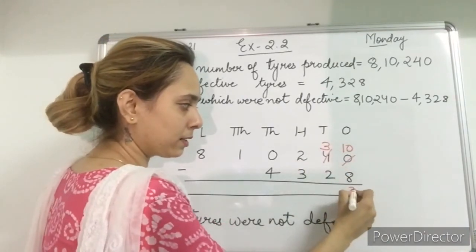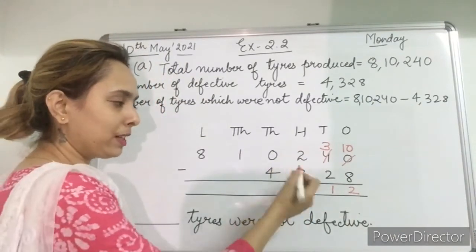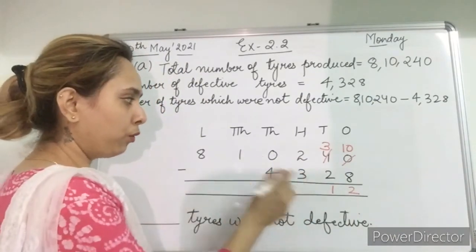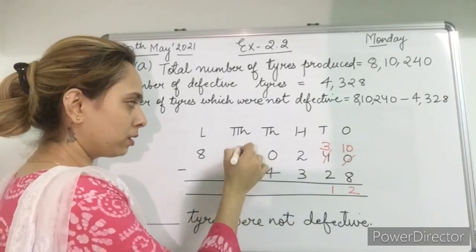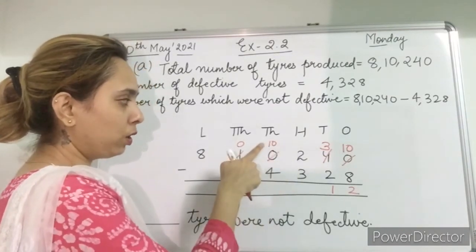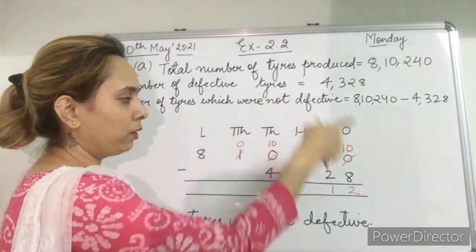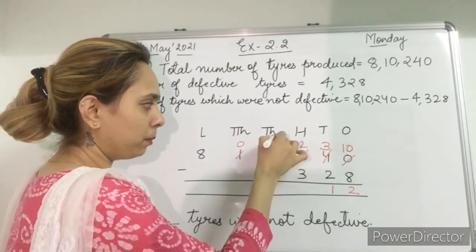10 minus 8 is 2. 3 minus 2 is 1. And 2 minus 3 is again not possible. We will borrow. We have 0 here, so we will borrow from this 1. So this 1 will become 0 and this will become 10. So this 10 will give 1 to this 2. So this will become 2 and this will become 9.